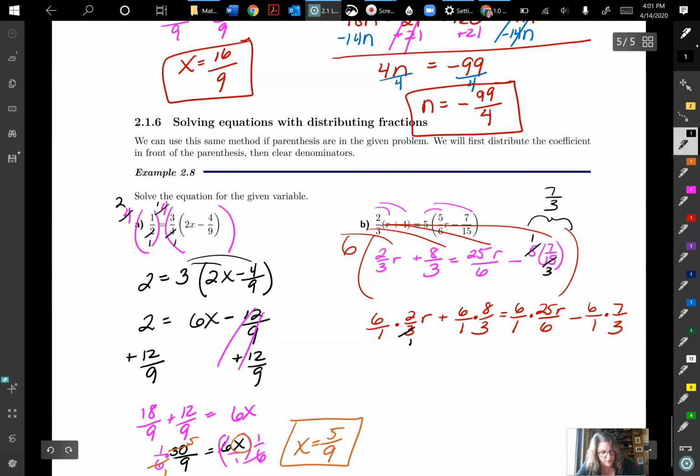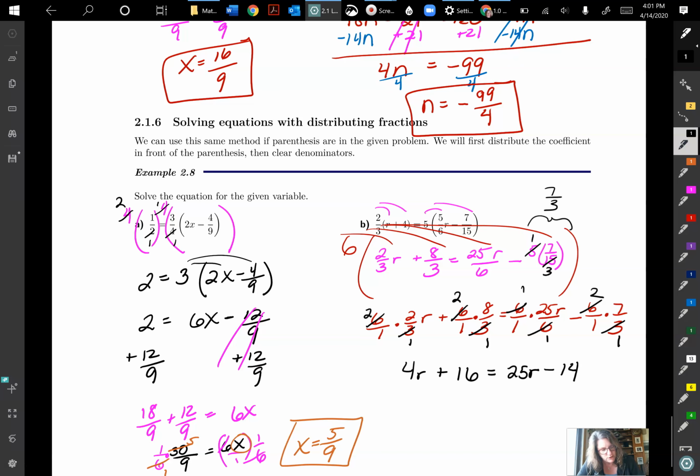So I have the 3 into 3 is 1, 3 into 6 is 2. So that's nice. Get rid of that. Then I end up with 2/1 there. Reduce out the 6's. And the last one ends up with a 2 in the numerator and a 1 in the denominator. So now I can streamline it. So I usually call that kind of cleaning it up. So we have 4r plus 16 equals 25r minus 14.